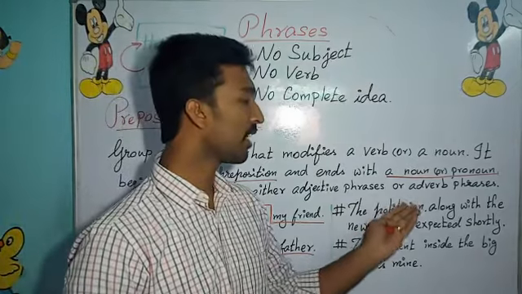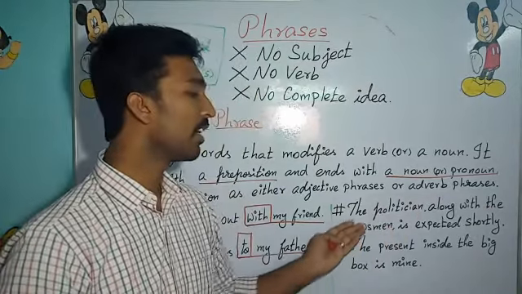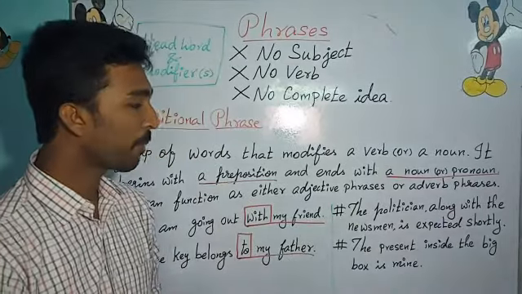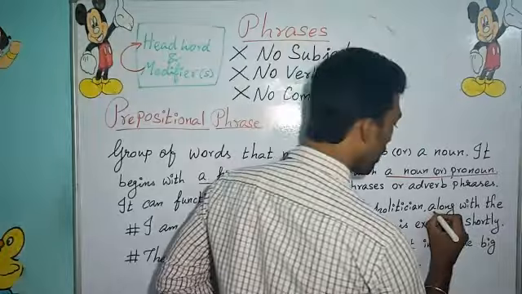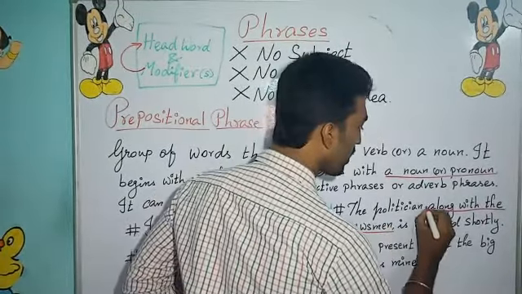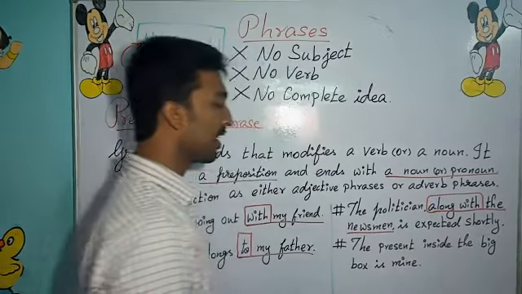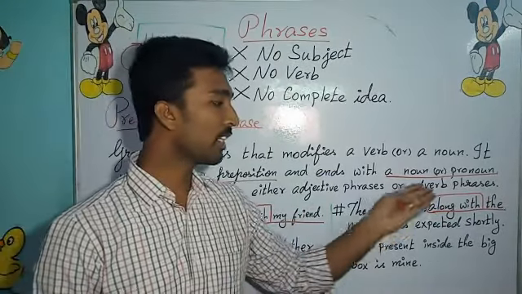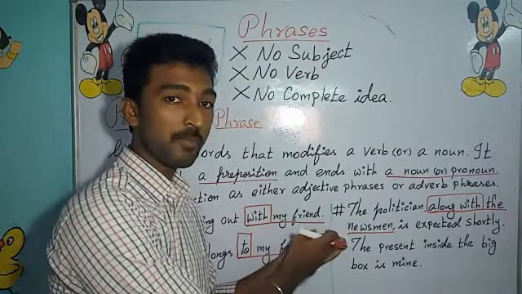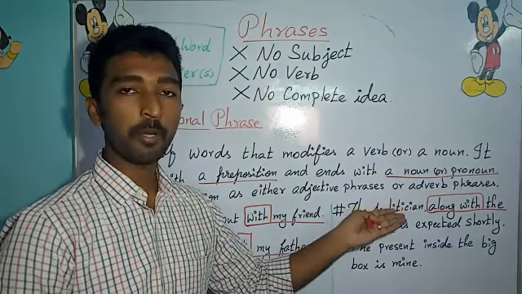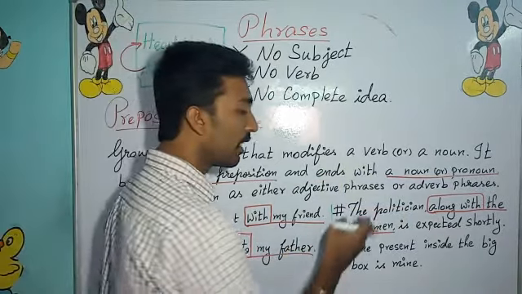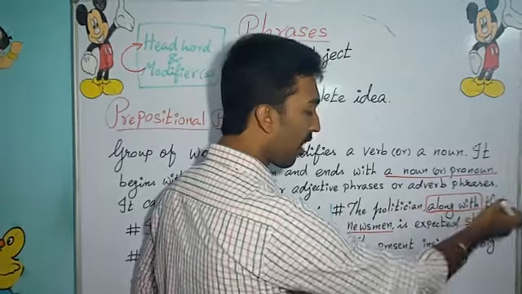The politician along with the newsman is expected shortly. Here the prepositional phrase is along with the newsman. Along with is a preposition. The newsman is a noun. It starts with the preposition and ends with the noun. The logic is correct. The prepositional phrase is along with the newsman.